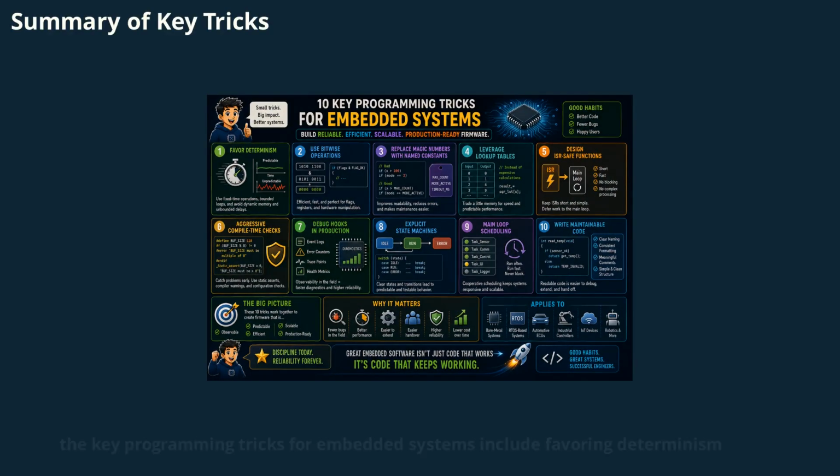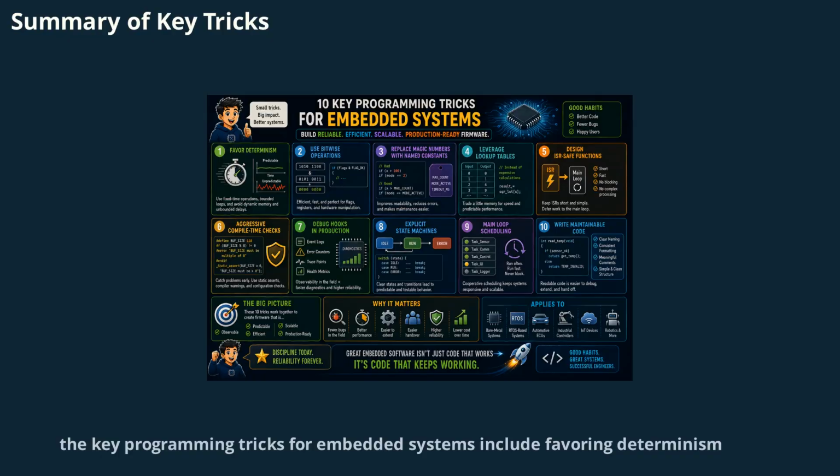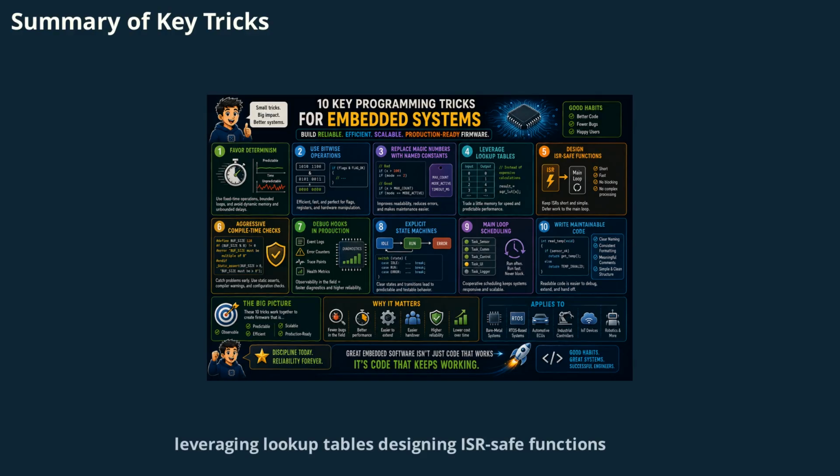To summarize, the key programming tricks for embedded systems include favoring determinism, using bitwise operations, replacing magic numbers with named constants, leveraging lookup tables, designing ISR-safe functions, aggressive compile time checks, debug hooks in production, explicit state machines, main loop scheduling, and writing maintainable code. Each trick contributes to building reliable, efficient, and scalable embedded firmware.